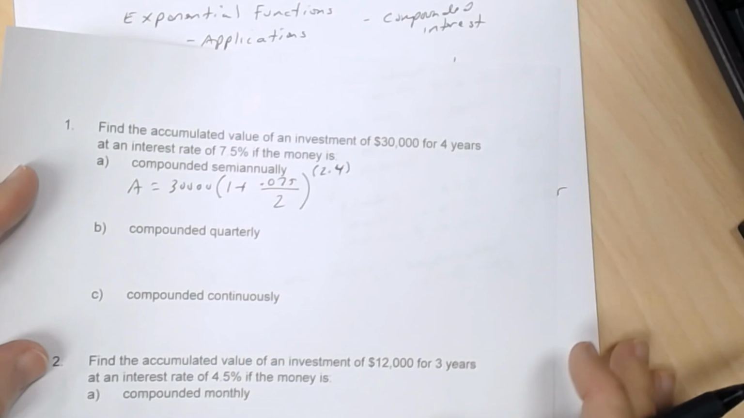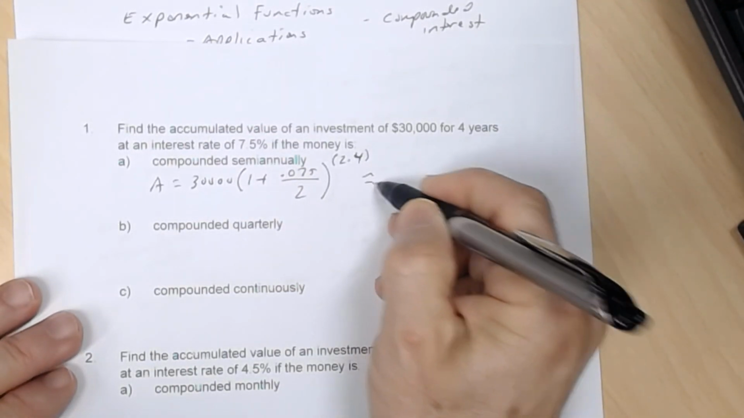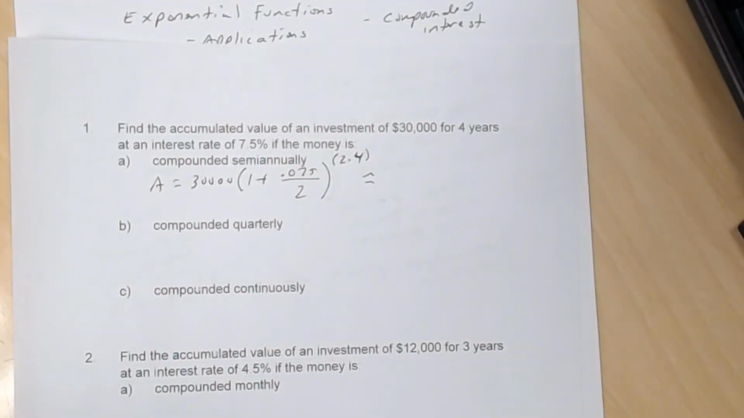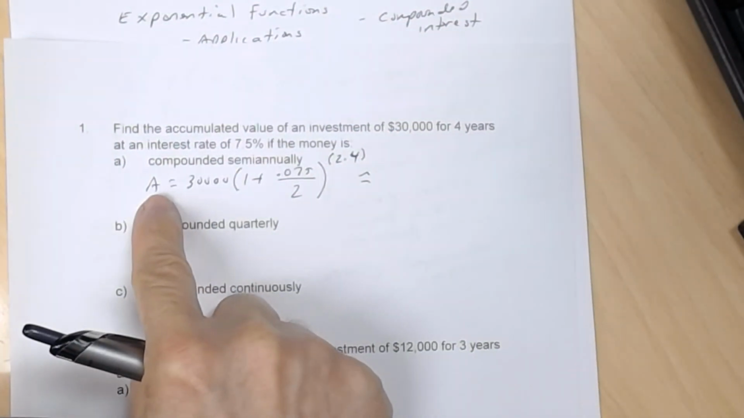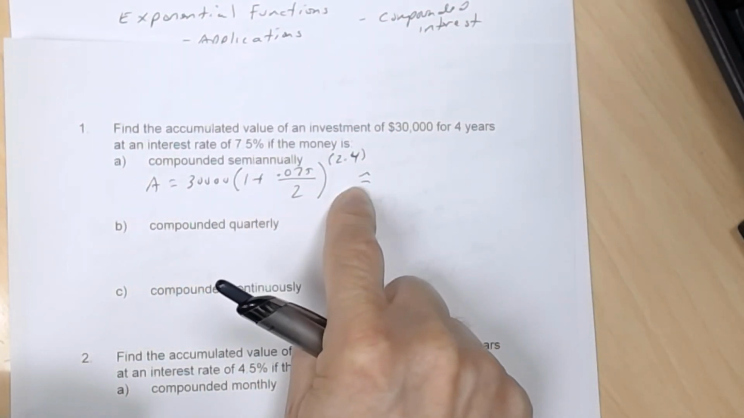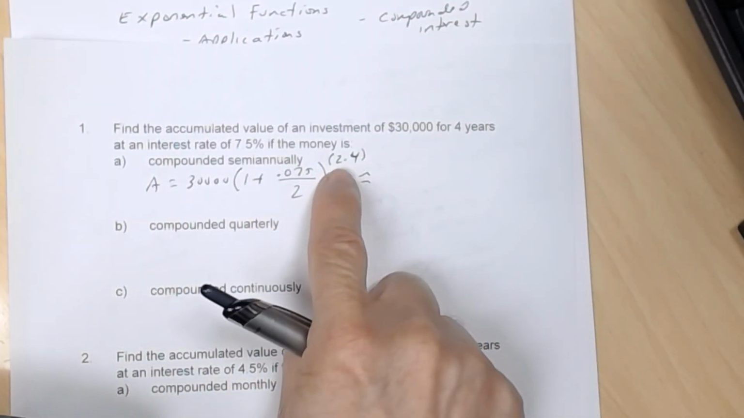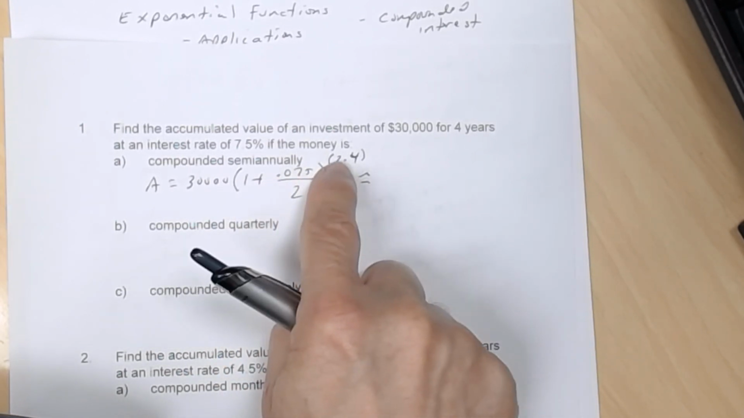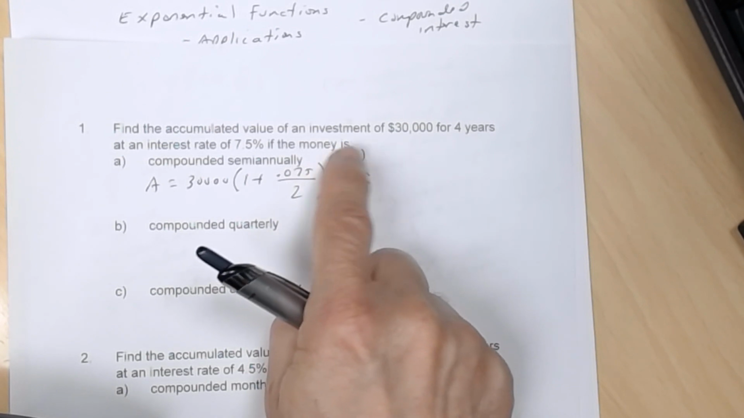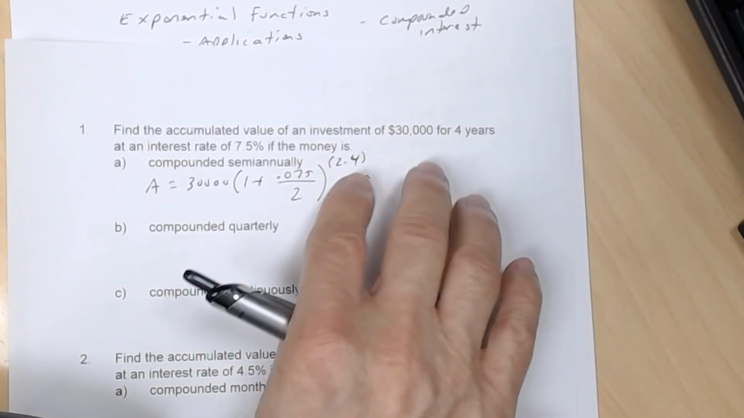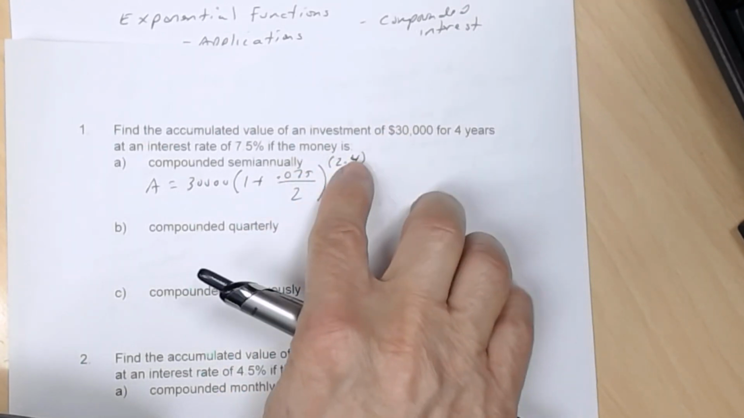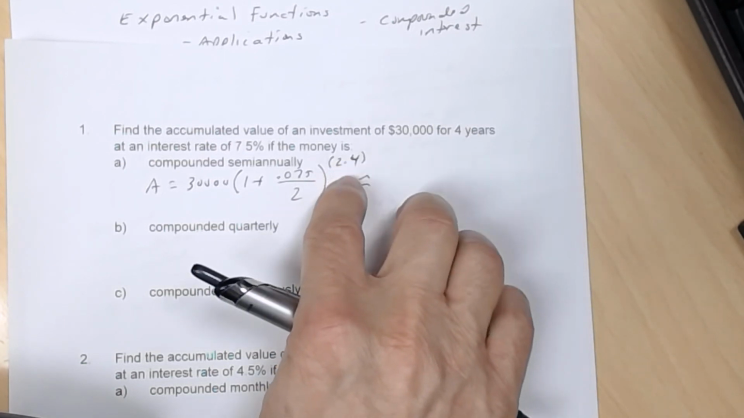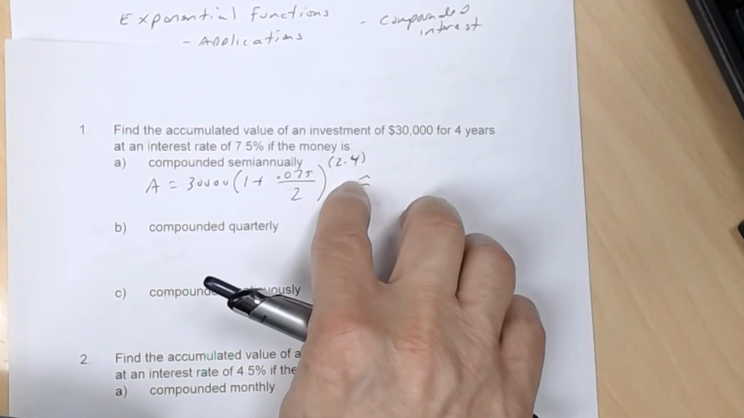Now watch carefully how we put this in your calculator. You're going to enter it just like you see it. Don't forget to put the exponent in parentheses. If you don't, and you say raised to the 2 times 4, your calculator is going to give you the incorrect answer. So put that in parentheses.